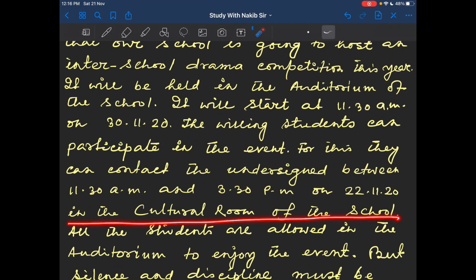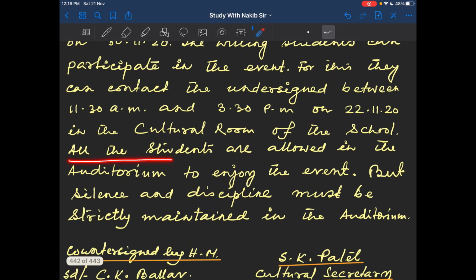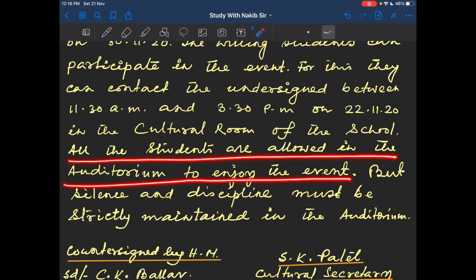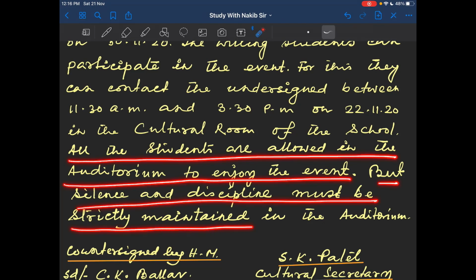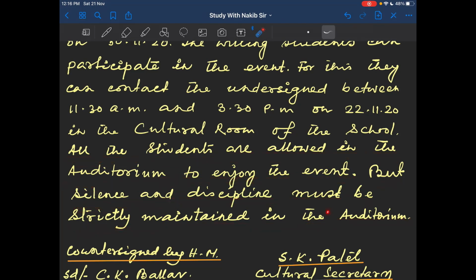This is the addition, in the cultural room of the school. Here the examiner will mark this way. You may write this part, you may not write this part. Up to this you may write, and here the examiner will give 1 mark. Now all the students are allowed in the auditorium to enjoy the event, but silence and discipline must be strictly maintained in the auditorium. And here the examiner will give 1 more mark.